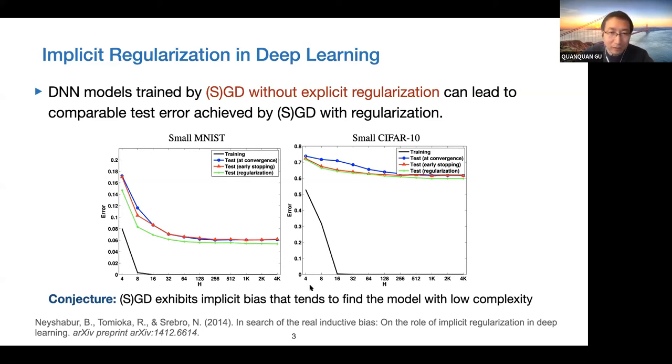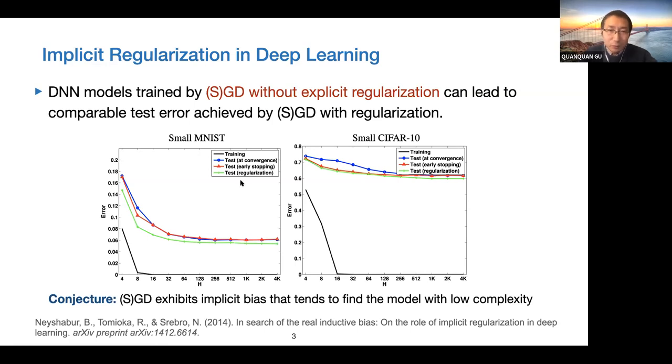Here is a paper where they carried out some experiments. They trained two-layer neural networks where the width of the network is gradually increased. The x-axis here is the width of the neural network, and the y-axis is the error on the test and training data sets. For the MNIST data set, you can see that when you increase the width of the network, the training error decreases to zero very quickly. But even when the training error becomes zero, the test error can still be very small. Even if you keep increasing the width of your network, the training error stays at zero and the test error can still be further decreased.